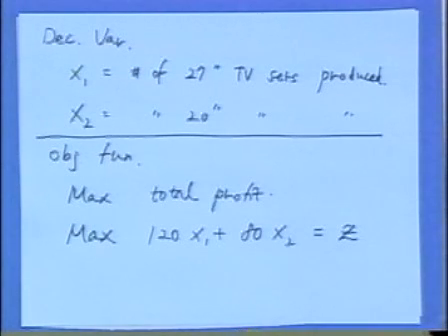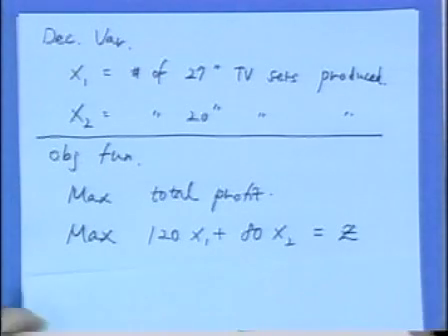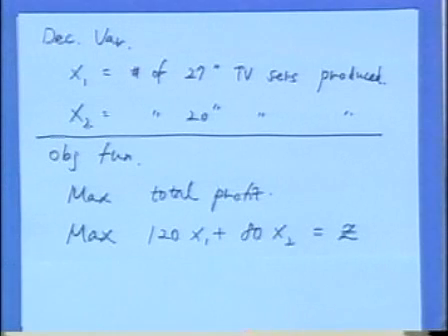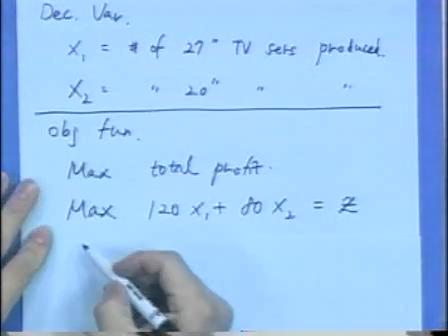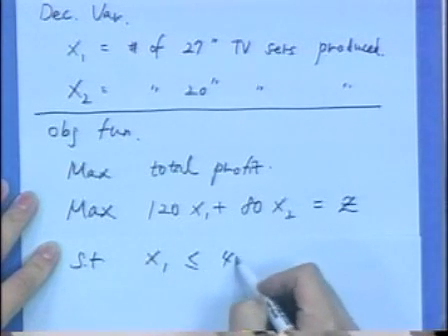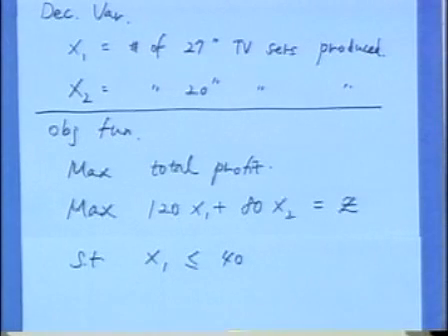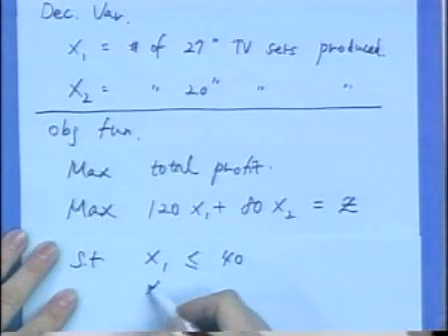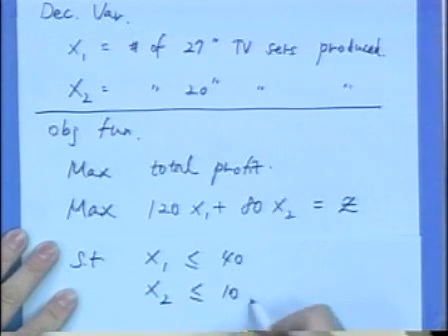And the resource constraints: the number of 27-inch sets sold per month would be less than equals 40, right? Which means x1 should be less than equals 40. Likewise, another resource constraint would be the number of 20-inch sets sold per month would be less than equals 10, which is x2 is less than equals 10, right?